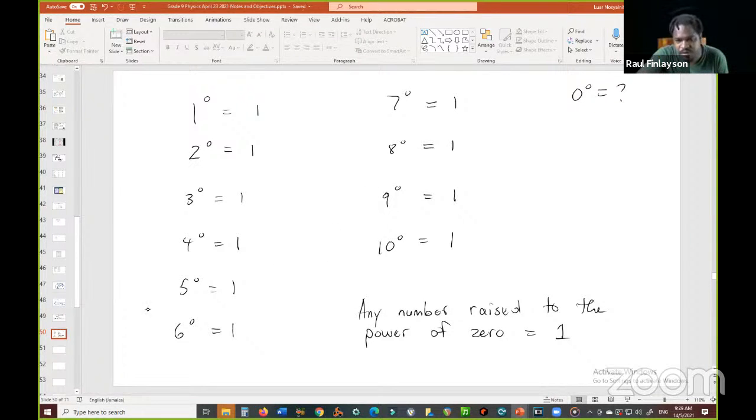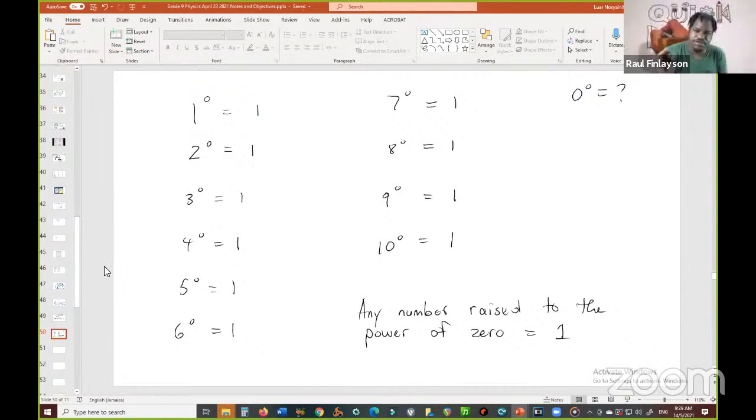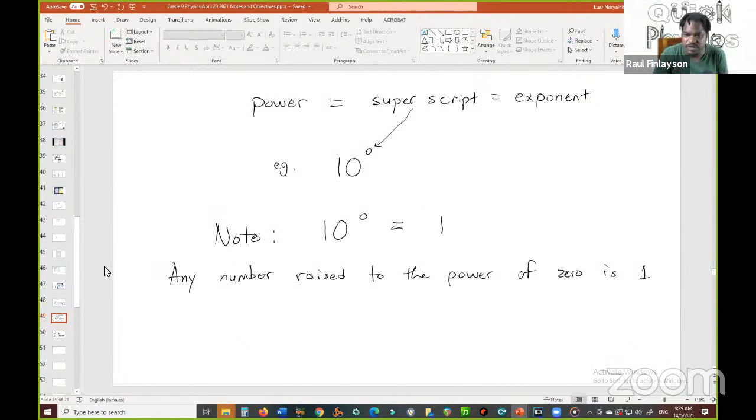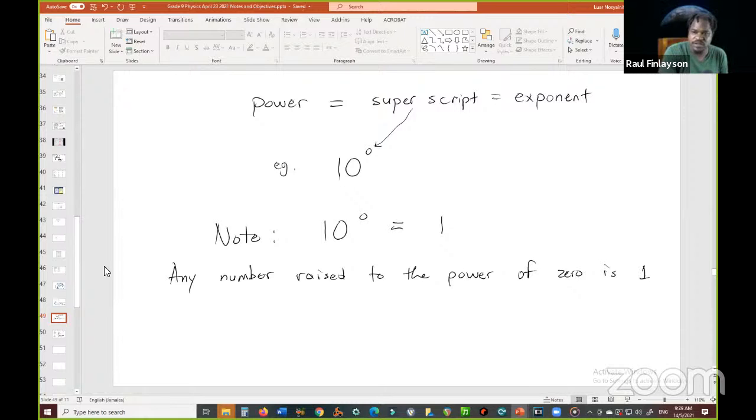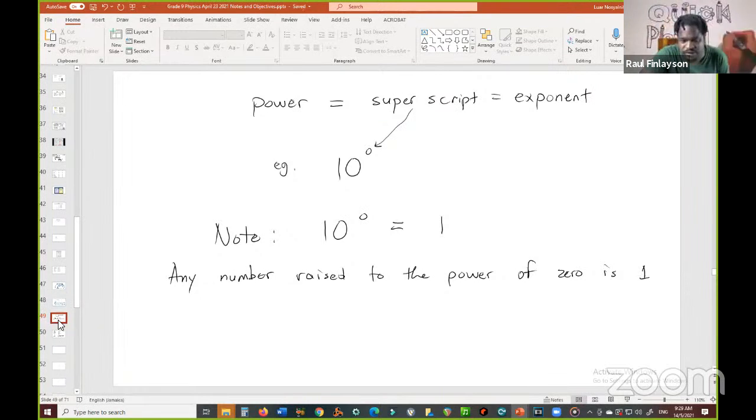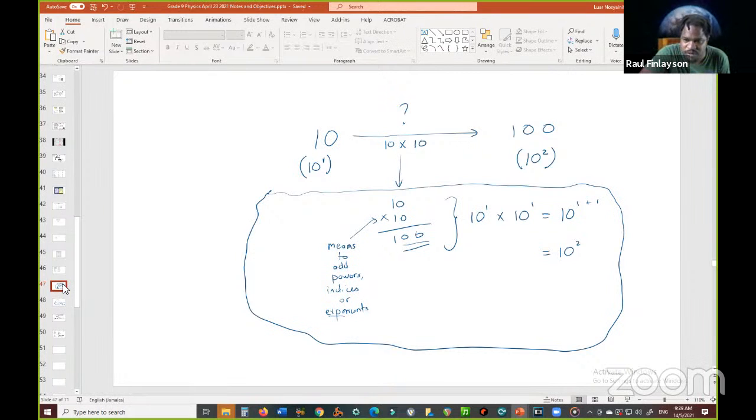Numbers raised to the power of 0 is 1. All right. Is there any other thing we can talk about here? I think this is it. We think we have covered sufficient ground. So guys, just learn this important information for today's class. The power is a superscript, also known as an exponent. These are synonyms for the same thing. Any number raised to the power of 0 is 1, and 1 is an identity. Let's speak to that some other time.